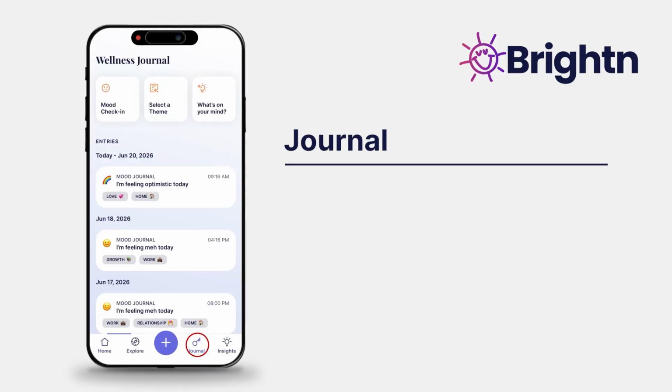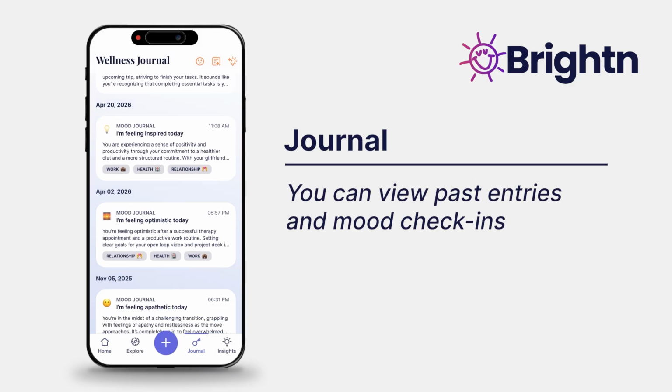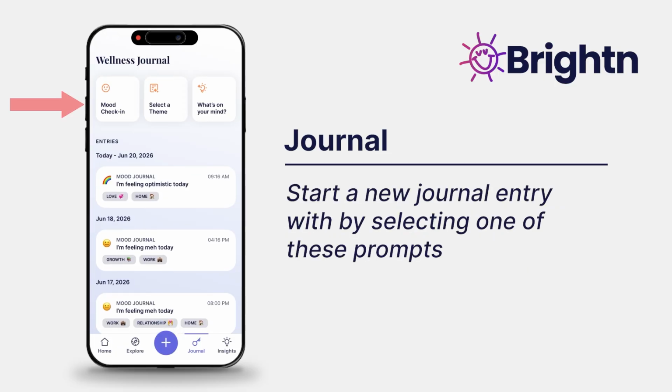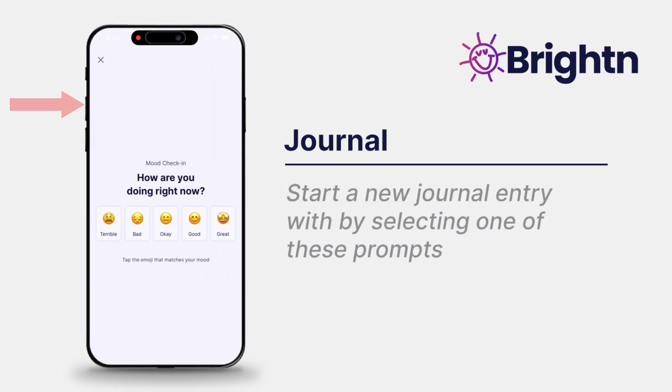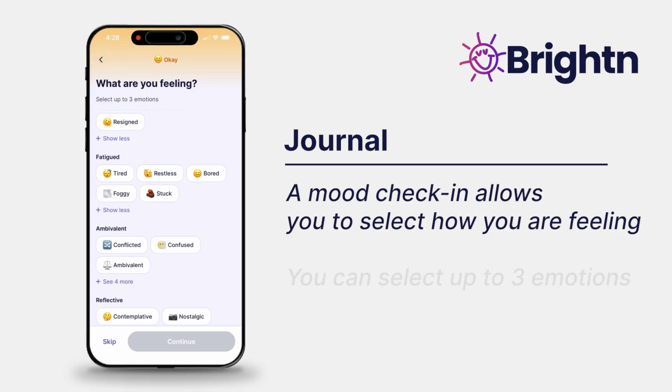Next, we're going to look at the journal. If you click on journal, you'll see all your past entries. You can see your mood check-ins and your journal entries, and you can also start a new entry. If you click mood check-in, it's going to ask you about your emotions. You can select up to 3 emotions to communicate how you're feeling.